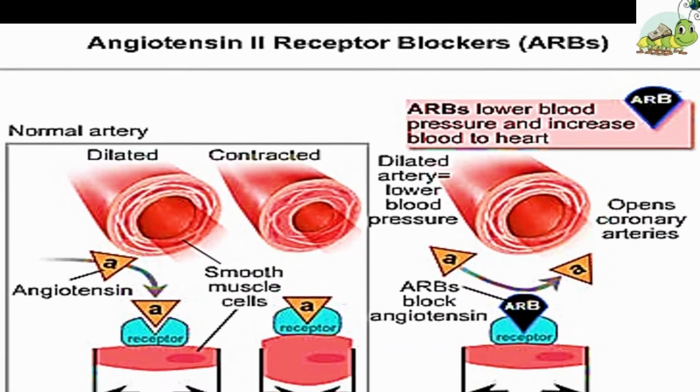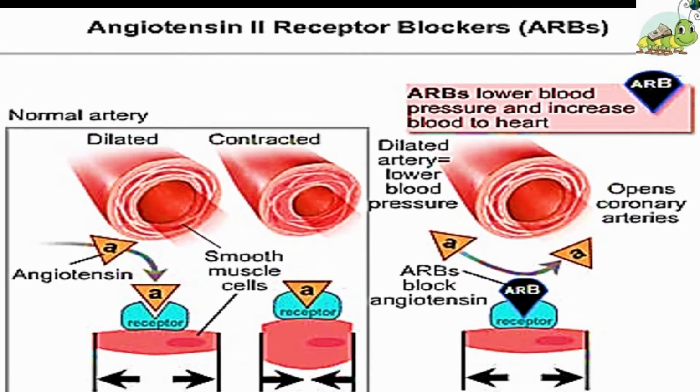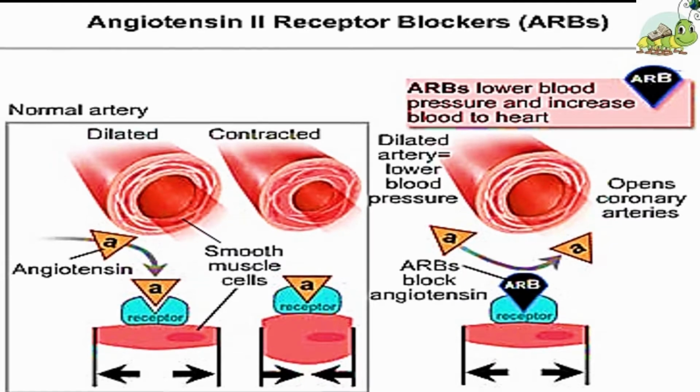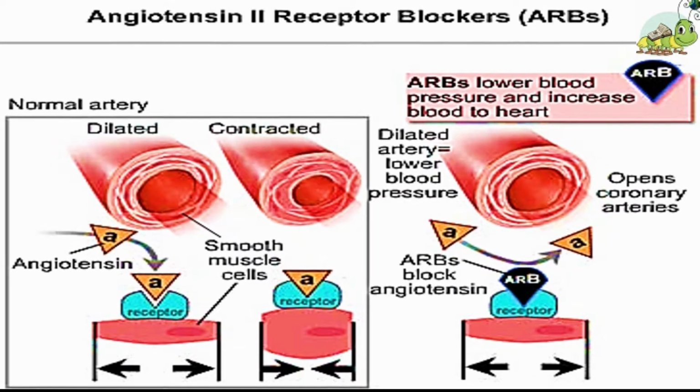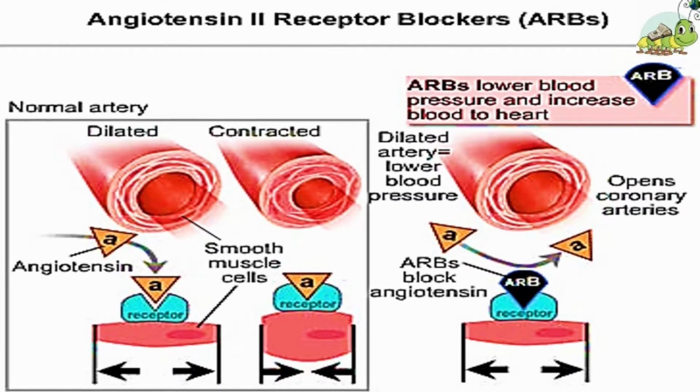Second type of drugs are angiotensin receptor blockers. Angiotensin receptor blockers (ARBs) are non-peptide, orally active compounds that are extremely potent competitive antagonists of the angiotensin type 1 receptor. Losartan is the prototype drug.